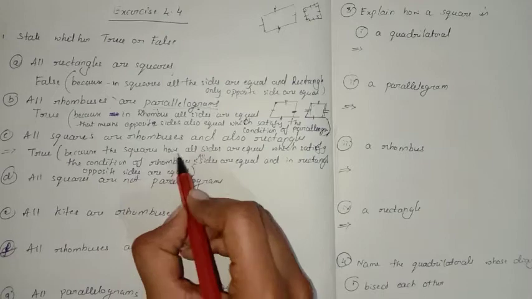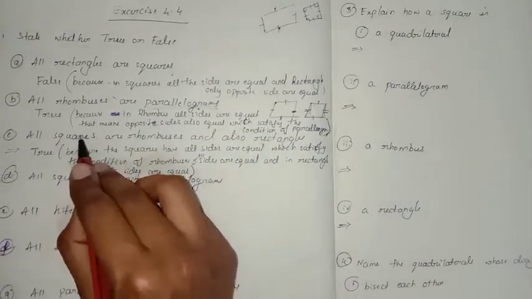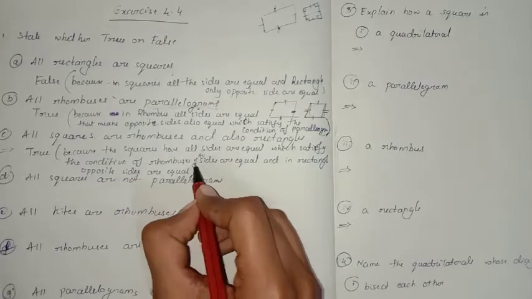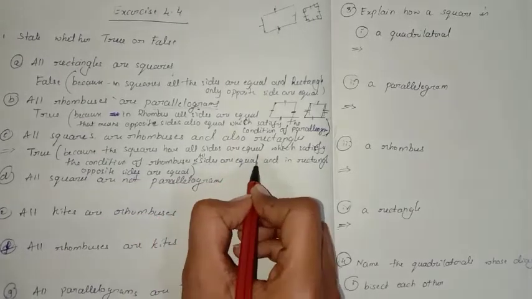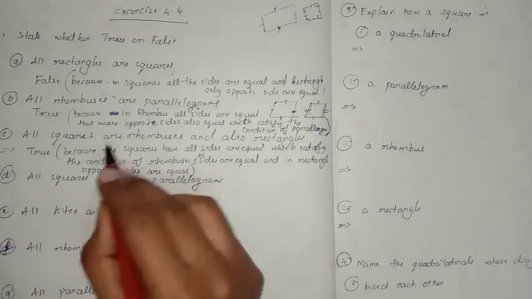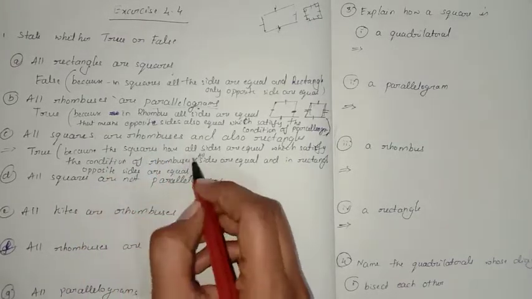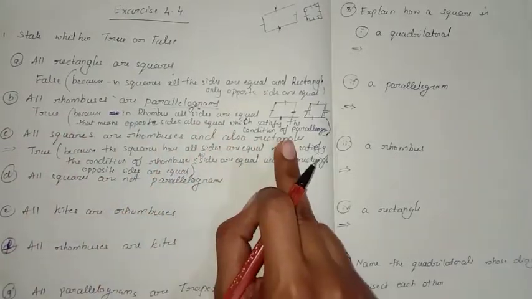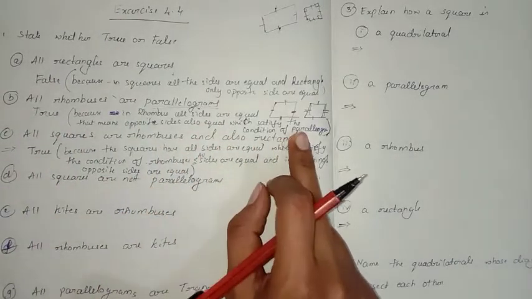Because in squares all the sides are equal, which satisfies the condition of rhombus, that is all sides are equal in rhombuses, and in rectangle opposite sides are equal. If you observe in square also the opposite sides are equal to each other. Hence all squares are rhombuses and all squares are also rectangles.